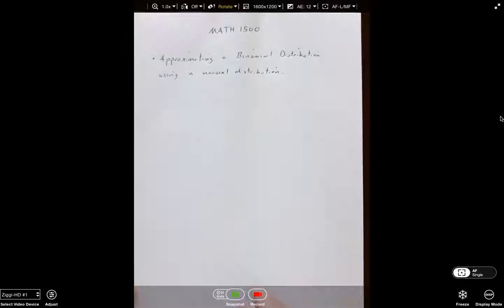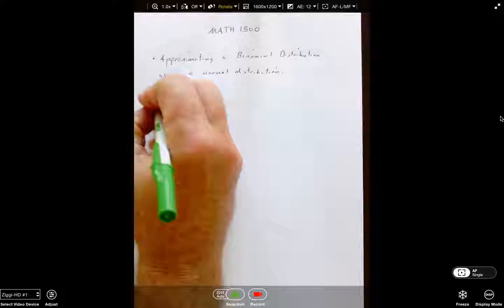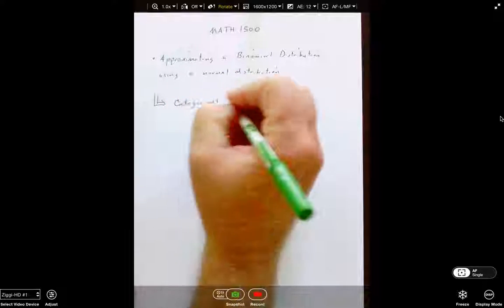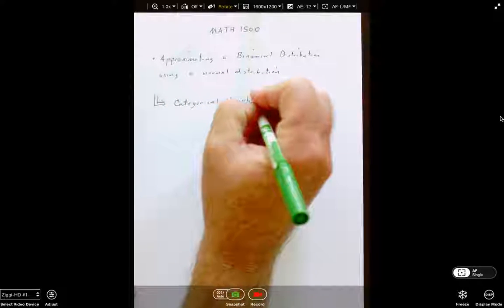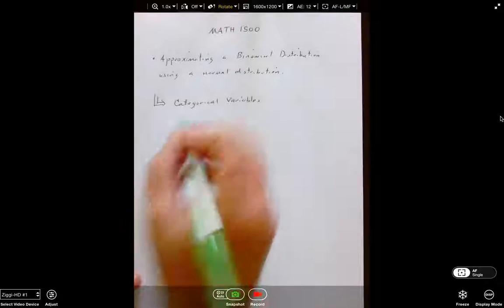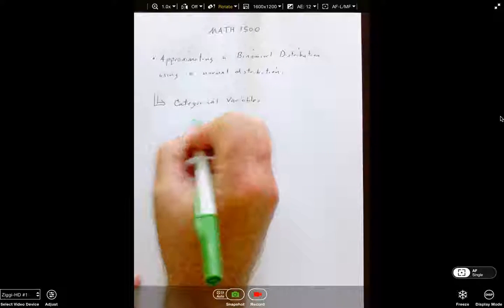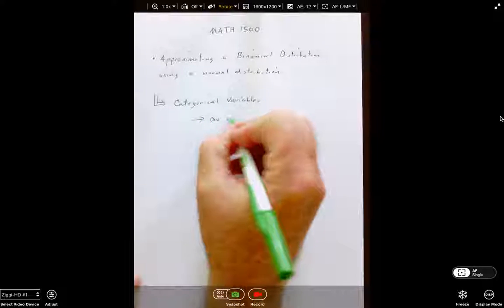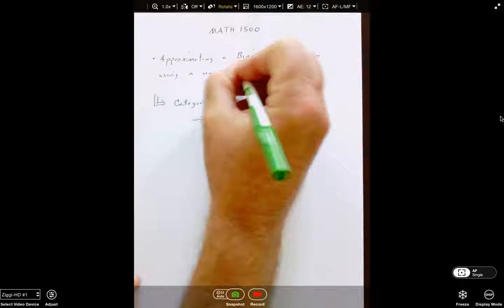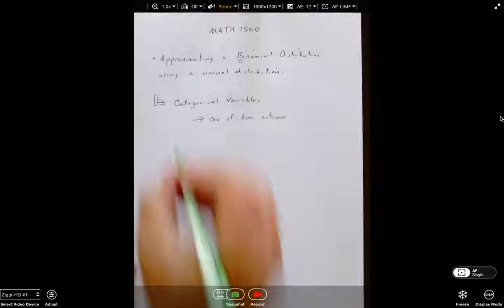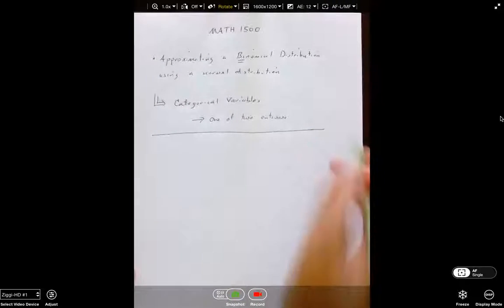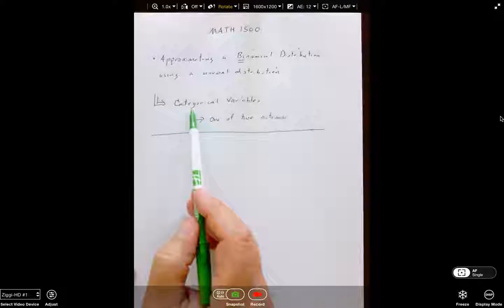All right. So, guys, what essentially I want you to start thinking about here is kind of a switch to categorical variables. But the categorical variable that we're looking at here is dichotomous. And dichotomous just means we have one of two outcomes, hence binomial.